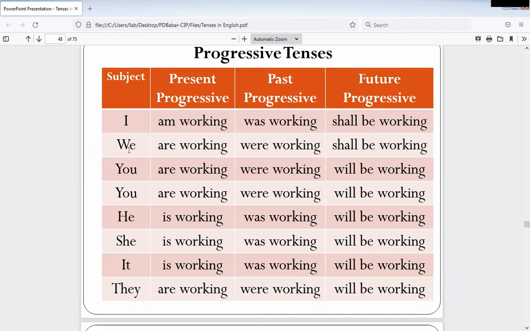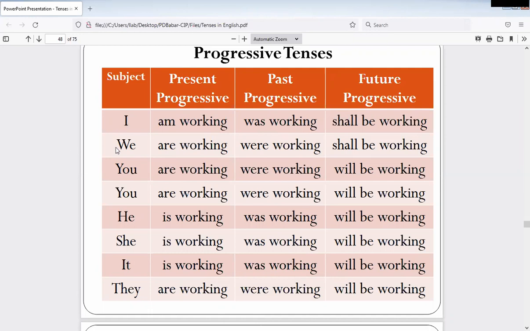Then talking about we: we are working, this is the present progressive. We were working, this is the past progressive. We are working, आम्ही काम करत आहोत. We were working, आम्ही काम करत होतो. We shall be working, आम्ही काम करत असेन. That is the future progressive.